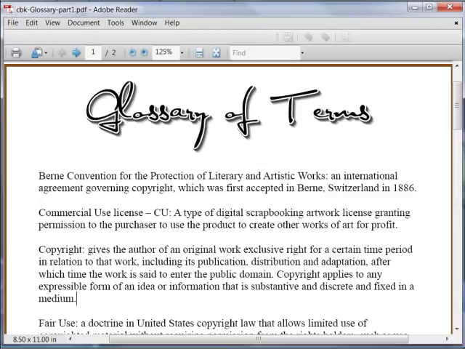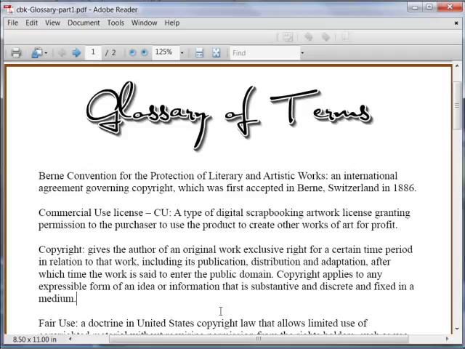So what exactly is copyright? Well, copyright gives the author of an original work exclusive right for a certain time period in relation to that work, including its publication, distribution, adaptation, after which time the work is said to enter the public domain. That's a lot of fancy legalese talk. It just says copyright means that if you created it, it's yours. You have the rights to it, and no one else can come along and say, "Oh, I did that."